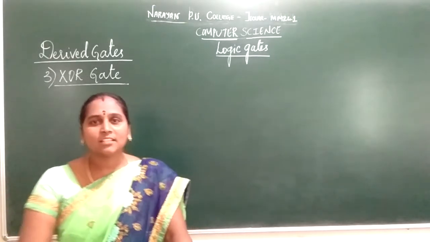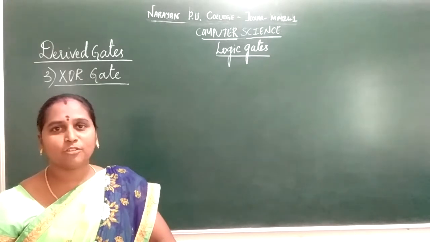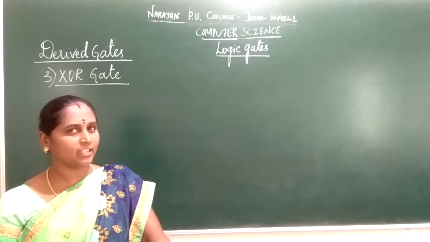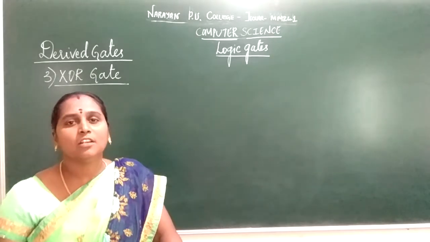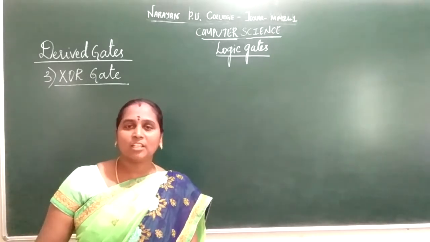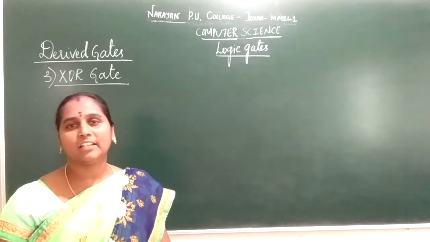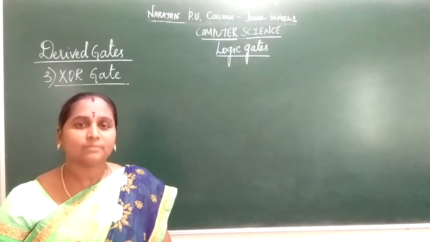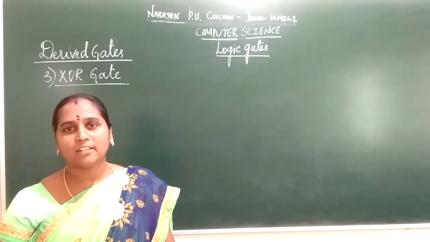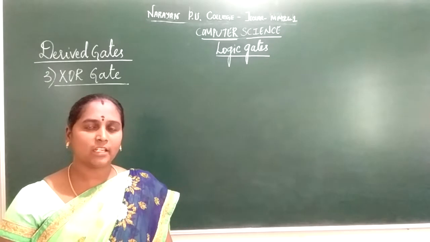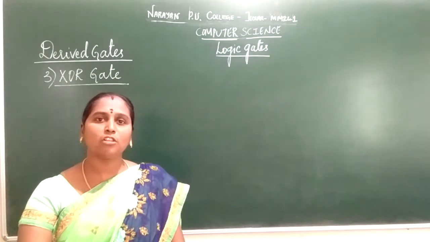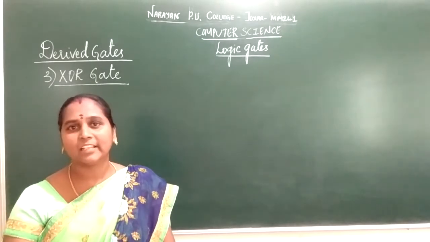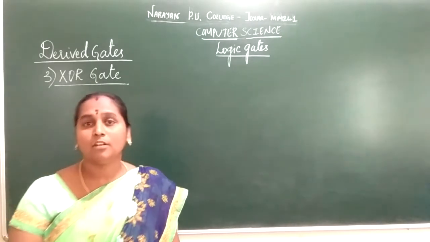Last class we discussed the derived gates. Under derived gates there are four different types: one is the NAND gate, second is the NOR gate, third is the XOR gate, and fourth is the XNOR gate. So what is a NOR gate? A NOR gate is nothing but an inverted OR gate. That is, an OR gate followed by a NOT operator is called the NOR gate. In a NOR gate, if all the input signals are low, that is 0, the output signal will be high, that is a high voltage, which is nothing but 1.